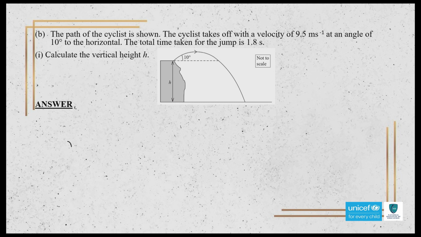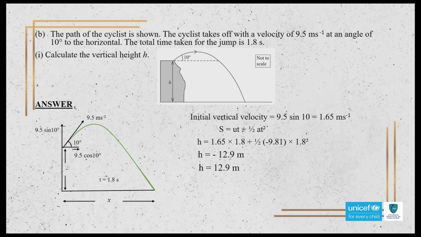They ask for h, and you can use the equation directly, s equals ut plus half at squared in the upward direction. So, you can see that the vertical component we have to use here is 9.5 sin 10, that is 1.65, and then acceleration minus 9.81. Put it inside the brackets clearly to understand, and you are getting h value minus 12.9. I said that when you get a minus value, you have done the question perfectly correct. So, h you are getting minus means the height of the cliff should be plus 12.9.